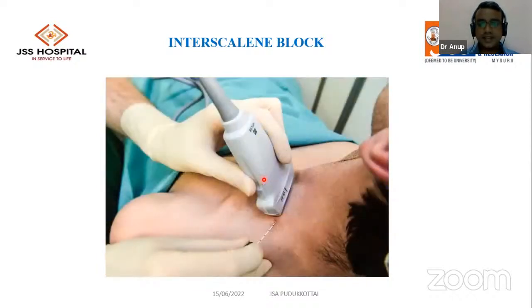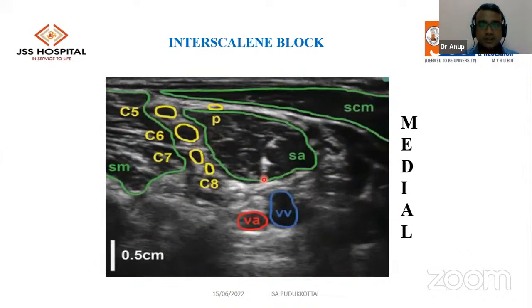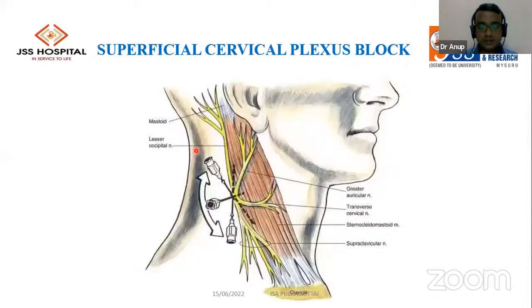So if we place a linear high frequency probe in this region, what we see is this. We have the scalenus medius muscle, the scalenus anterior muscle, and sandwiched between these 2 muscles are the roots C5, C6, and C7, which appear like traffic lights. And one important structure that we have to observe is the phrenic nerve, which lies over the anterior scalene muscle in close proximity with the roots C5, C6, and C7.